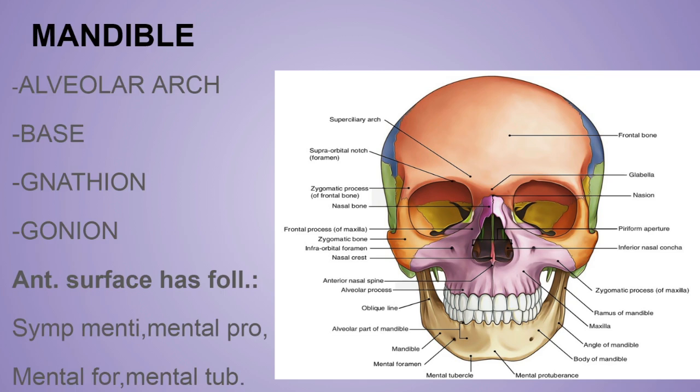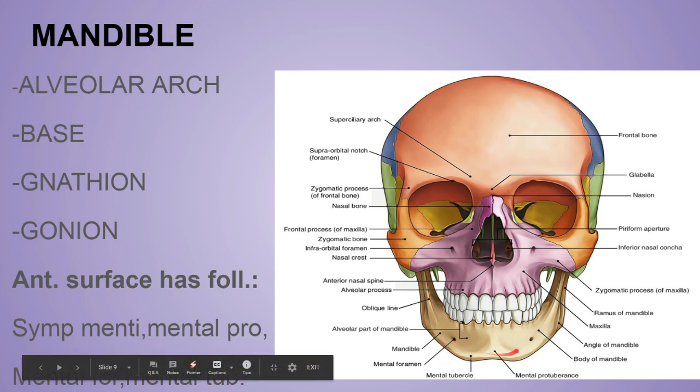Now next is the mandible. This is the mandible, the lower jaw. It has mainly this upper border. The upper border forms the socket or the alveolar part for accommodating the lower teeth. The lower border, or the base, is the rounded one. The middle point of the base is known as the mental point or the gnathion.